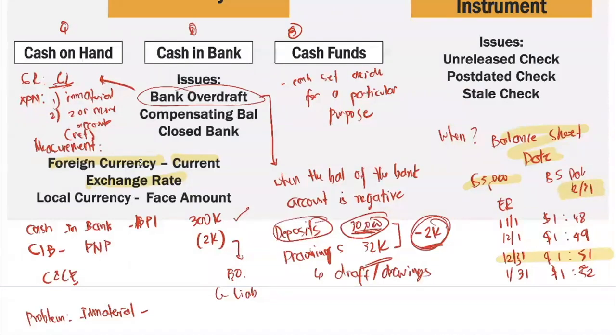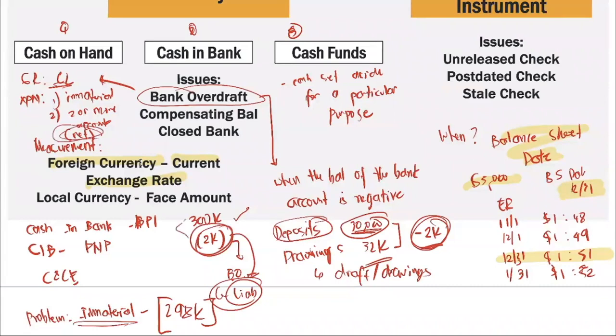So if it's immaterial, what is the net cash? 300,000 less 2,000, 298,000. So our answer will be 298,000. Again, as a rule, if it is only bank overdraft, it is current liability. So the 2,000 is a current liability. But what if it is provided that it is immaterial? You can net it. So we will net it, 300,000 less 2,000. The net amount is 298,000. So that is an example of your immaterial.